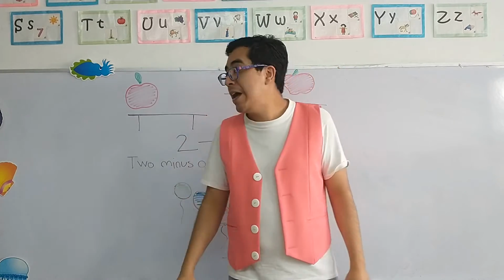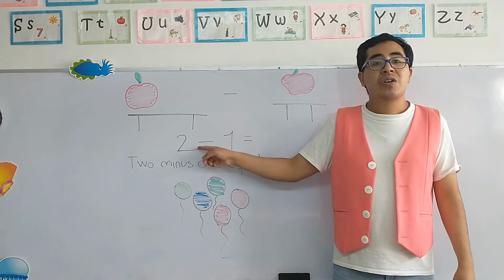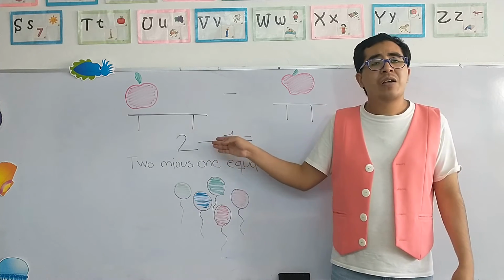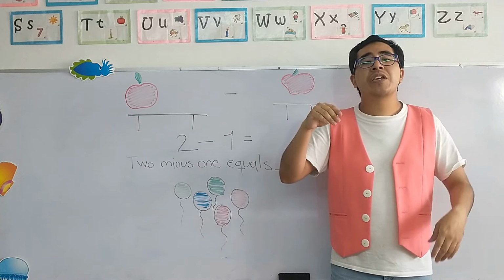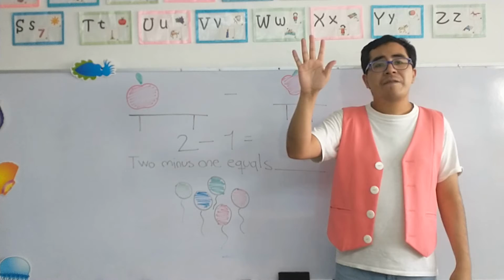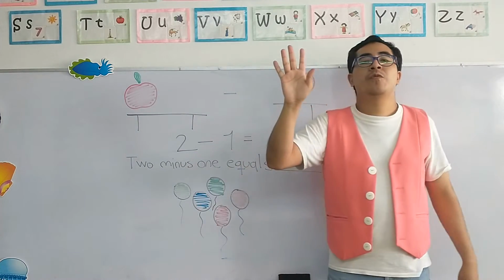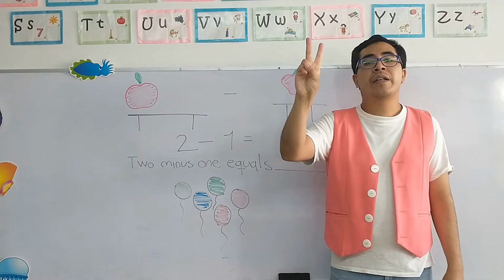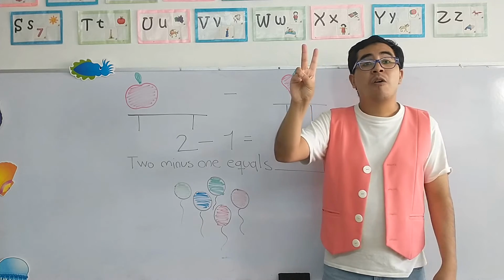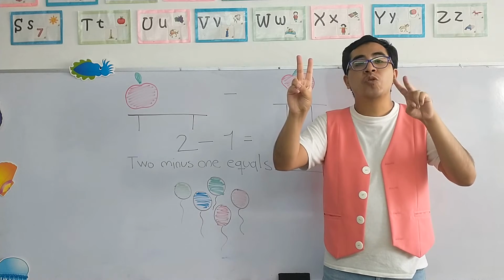Vamos a quitar. Now, it says right here, we have two numbers. 2 minus 1. Now, because these are small numbers, we can use our fingers. So, in the first hand, how many fingers I'm going to put? ¿Cuántos vamos a poner? 2 fingers. 1 and 2. We already have 2. Minus.